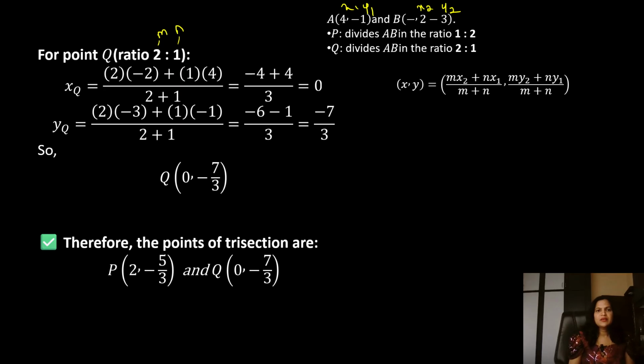m is 2, write 2. Then x2 is minus 2. Substitute the value. Plus n is 1. n is 1. Substitute the value into x1. x1 is 4. Substitute the value. Divided by m plus n. 2 plus 1 is 3.